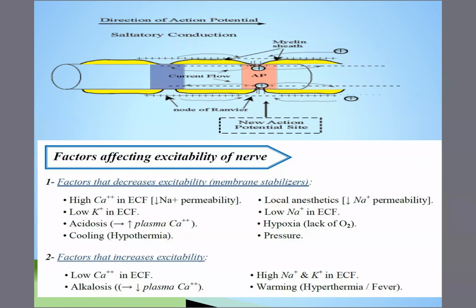The factors that affect the excitability of the nerve. Factors that decrease excitability, the membrane stabilizers: high calcium in the extracellular fluid decreases the sodium permeability, and low potassium in the extracellular fluid decreases excitability. Acidosis decreases excitability, cooling or hypothermia decreases excitability, as do local anesthesia, low sodium in the extracellular part of the nerve, and hypoxia, in addition to pressure from outside.